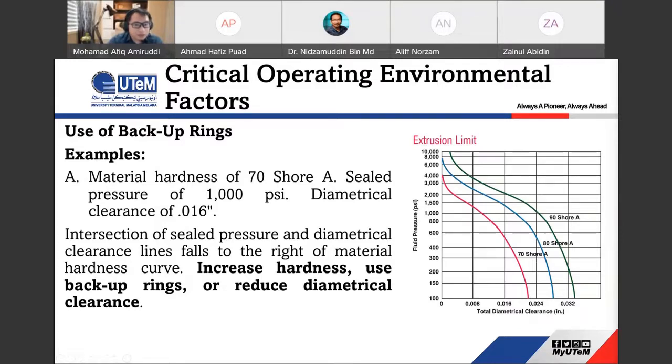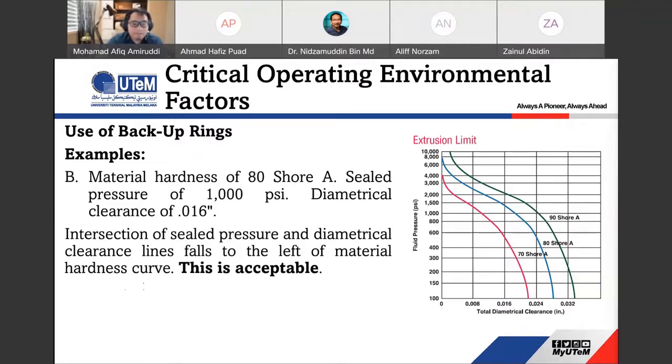To make sure you avoid extrusion, increase the hardness by using the highest material hardness, such as 80 Shore A or 90 Shore A, to make sure extrusion doesn't occur. Unless you have to install the backup ring. If you don't want to increase the hardness, you have to use the backup ring to make sure the O-ring doesn't extrude. This is only a guideline for you to refer to. This is also a guideline, the same as the last one.